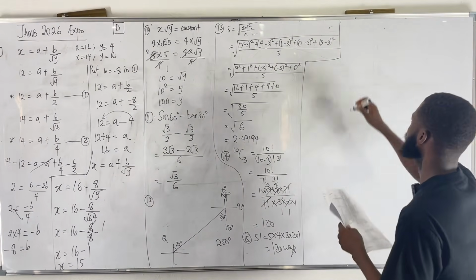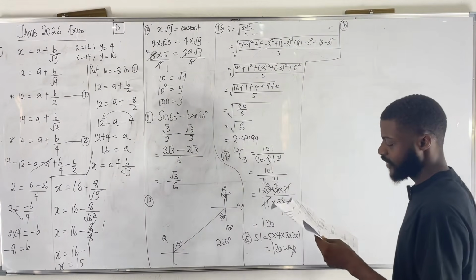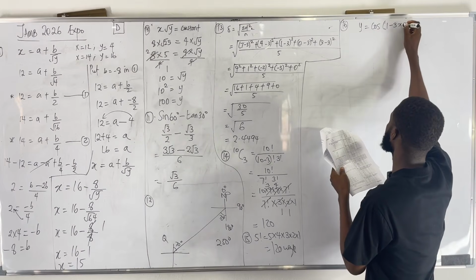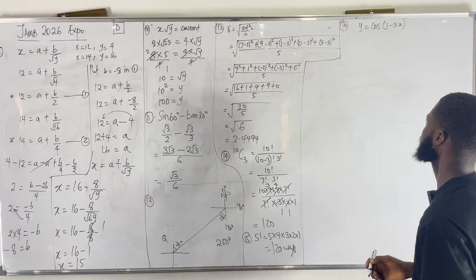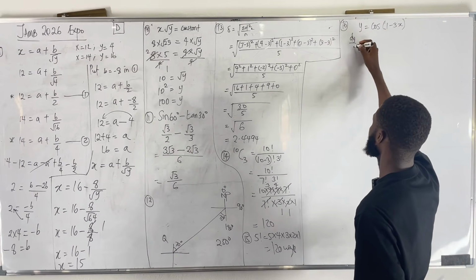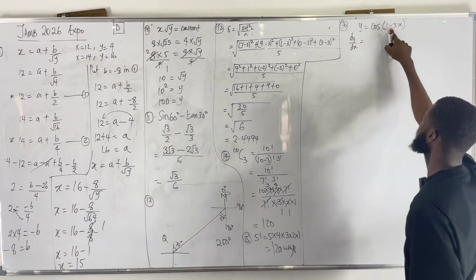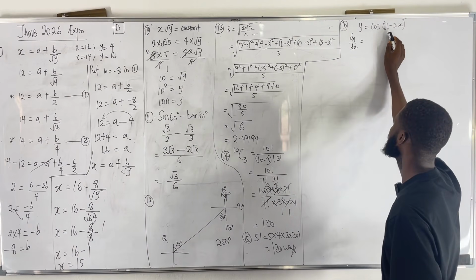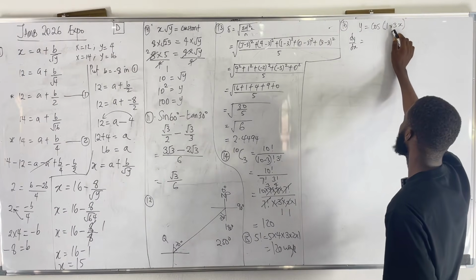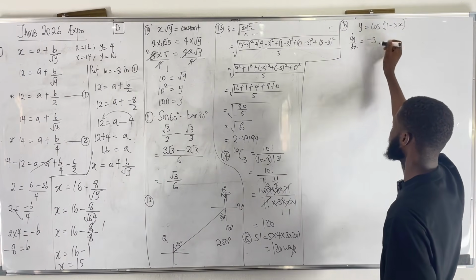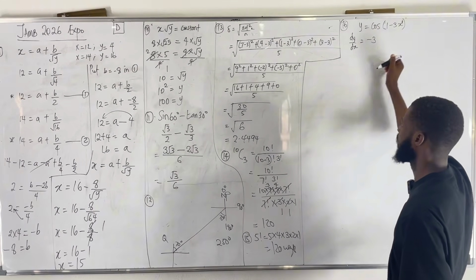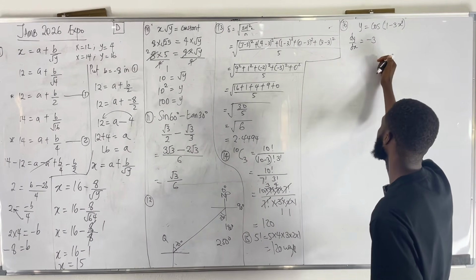Okay, let's move on to the next one, question 16. Question 16 says, find the derivative of y equals cos(1 minus 3x). So I have to find dy/dx here. First of all, differentiate this angle. When you differentiate 1, you will get 0. Then when you differentiate minus 3x, you will get minus 3. The x goes away. So this is minus 3.